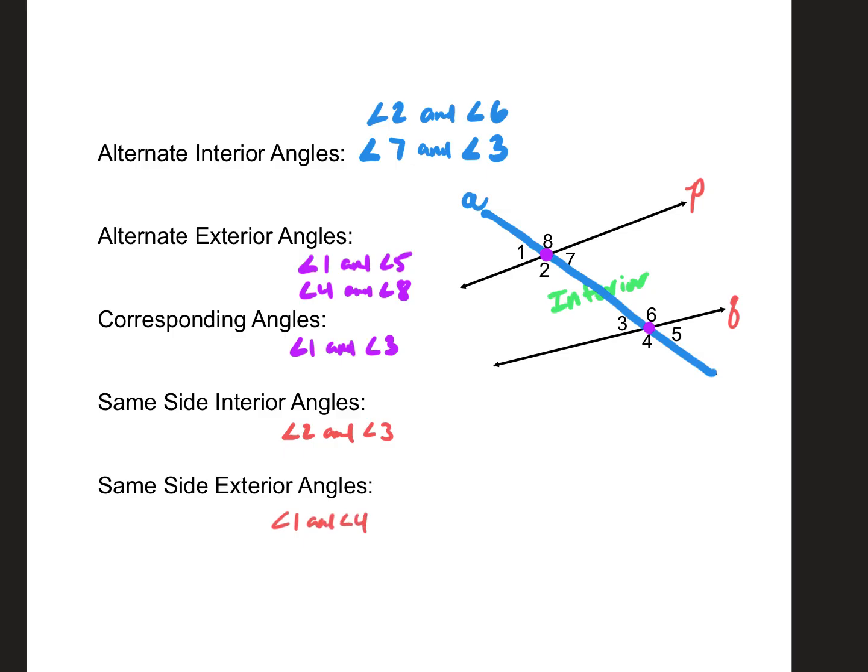So angles like 1 and 4, angles like 8 and 5, again, just examples of those. But these are the 5 key relationships that we want to point out when you have a transversal that intersects two other lines and creates these different angles at these two intersection points.